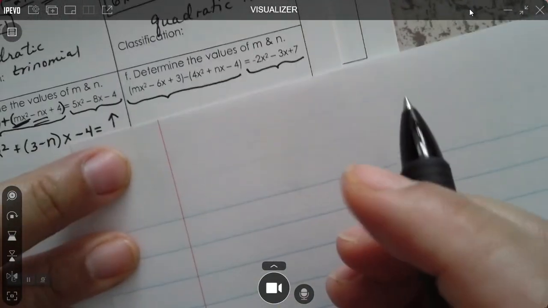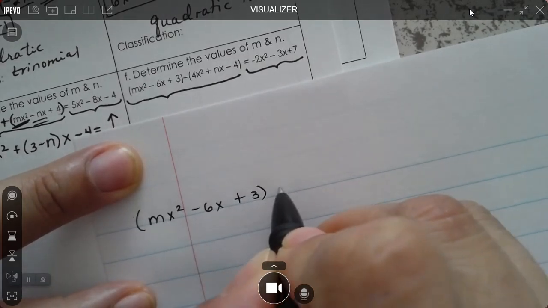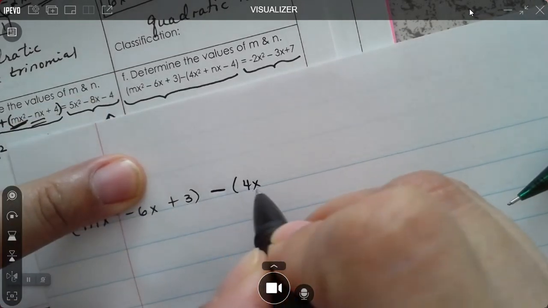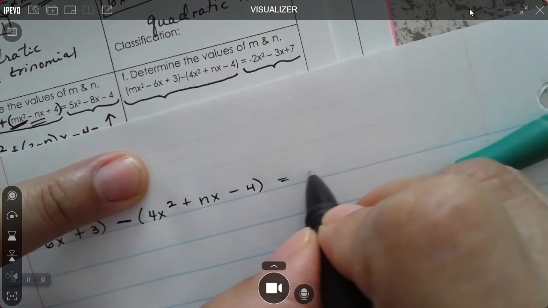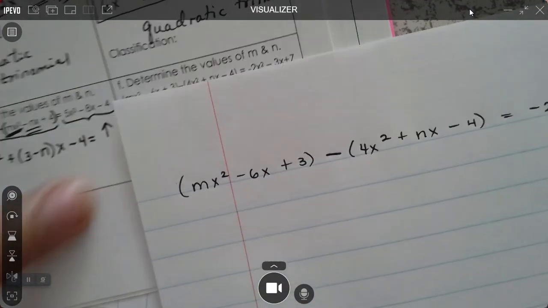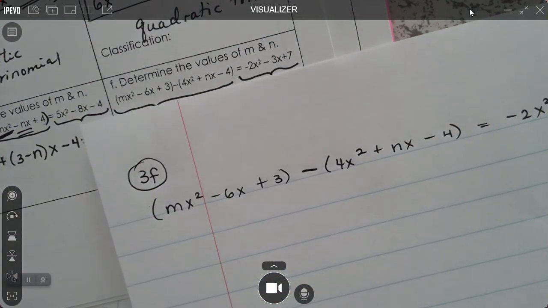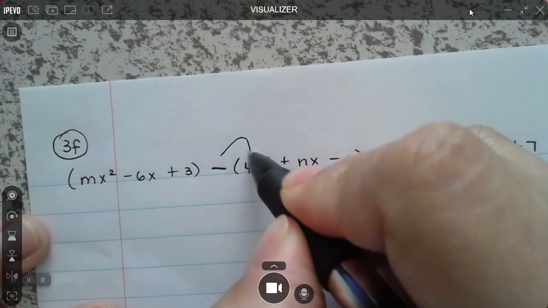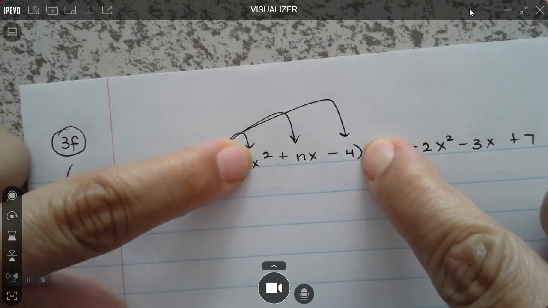I'm just going to copy it. So we have mx squared minus 6x plus 3 minus. All right, so this one is 3f. Clear? All right, so the first thing you need to do is we need to get rid of that negative sign. That means that everything inside the parentheses is going to change signs, right? That'll become a plus sign, but everything inside will change signs.